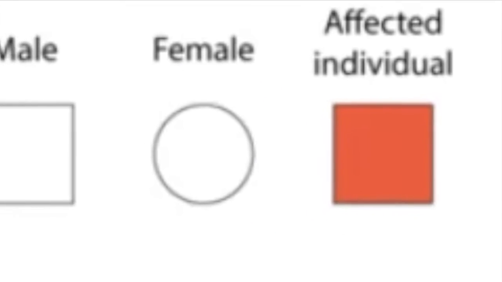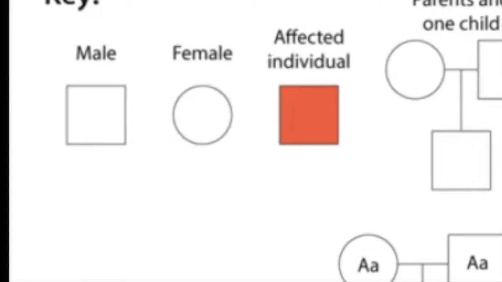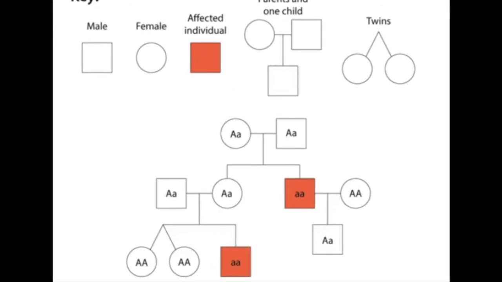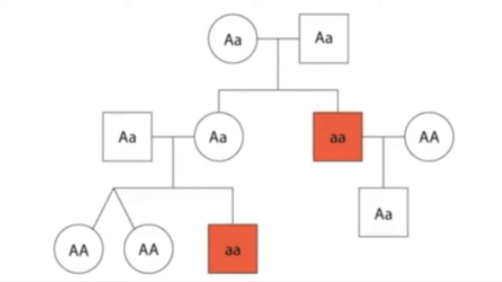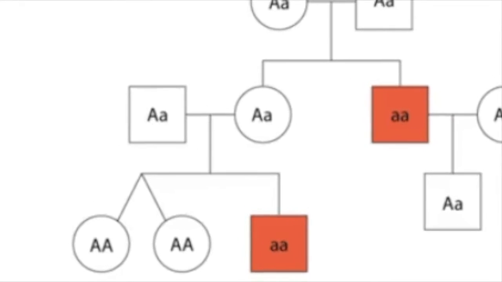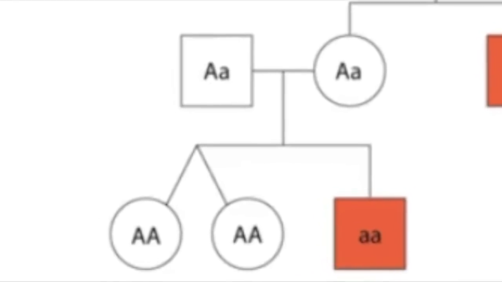Shading of a circle or square indicates an individual who has the trait being traced. In this pedigree, the inheritance of the recessive trait is being traced. Capital A is the dominant allele and lowercase a is the recessive allele.